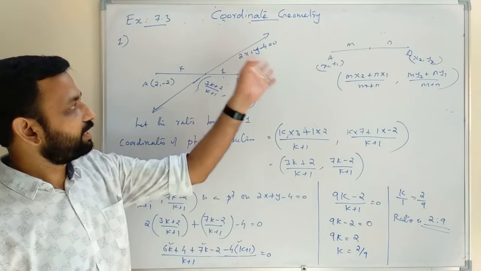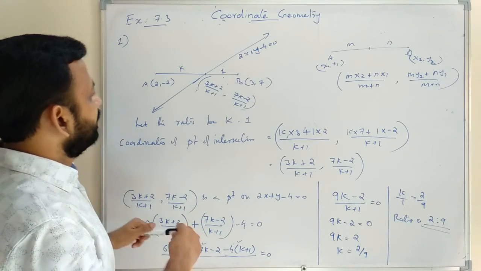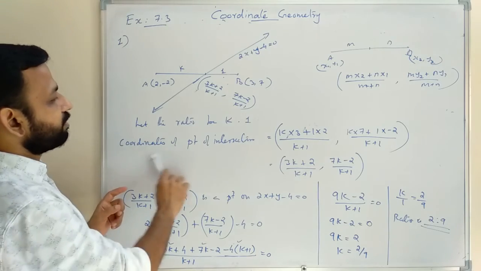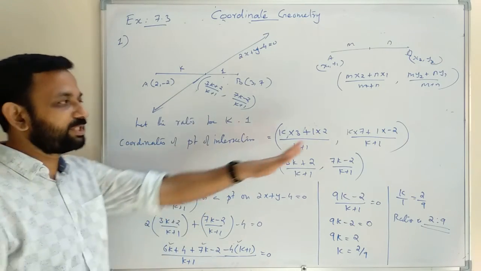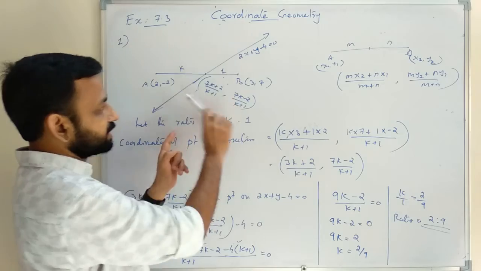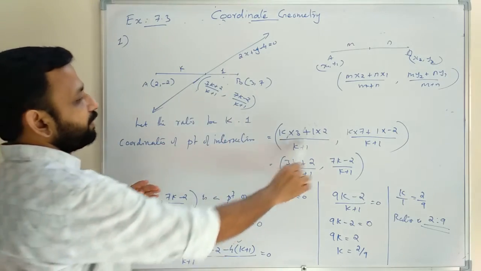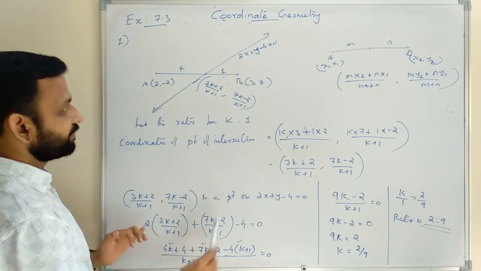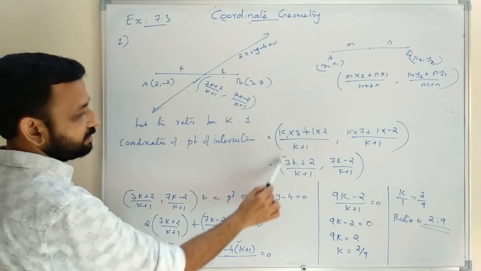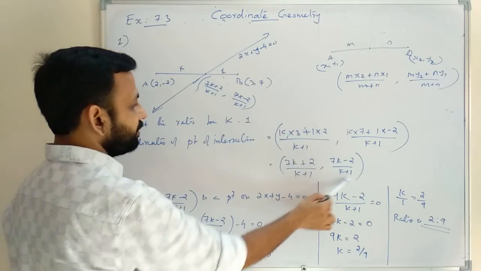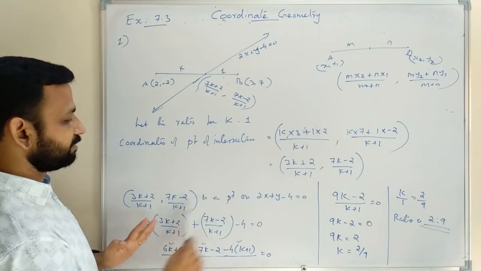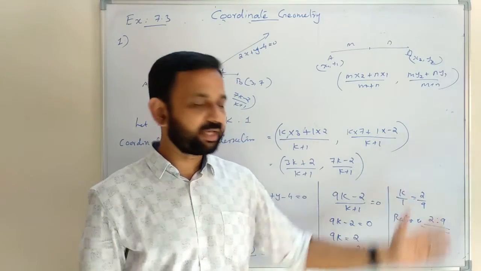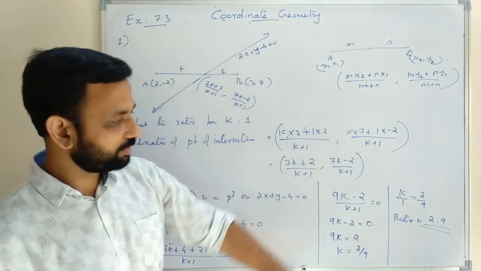So here in this question, first we have taken the ratio as k is to 1. Then coordinates of the point of intersection by using section formula, we got a point of intersection, and that point is a point on this line. So that point satisfies this equation. Replace x by this one and y by the y coordinate. Then take LCM, simplify. We got the value of k as 2 by 9, that is k by 1 equal to 2 by 9. So the ratio is 2 is to 9.